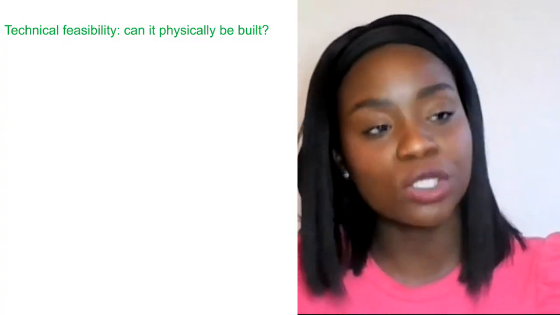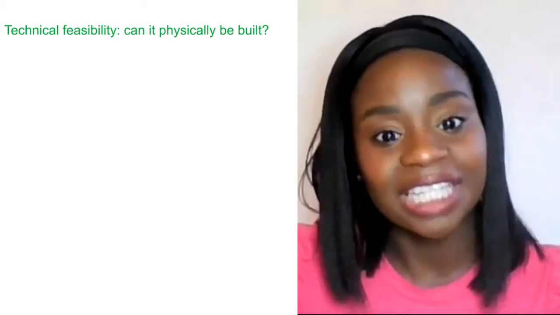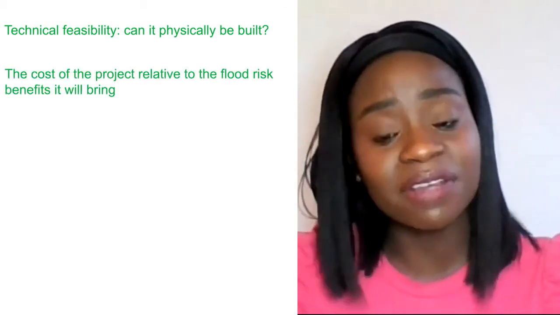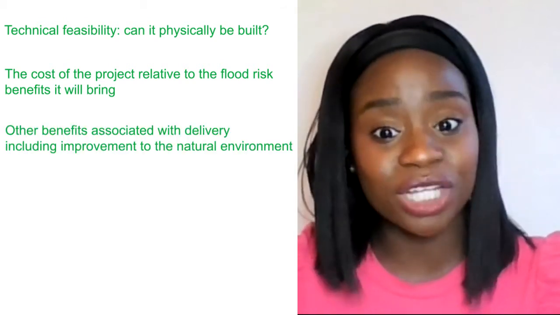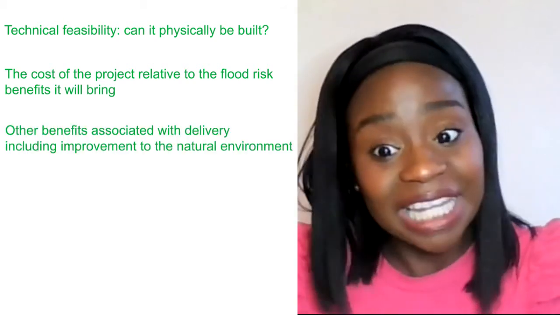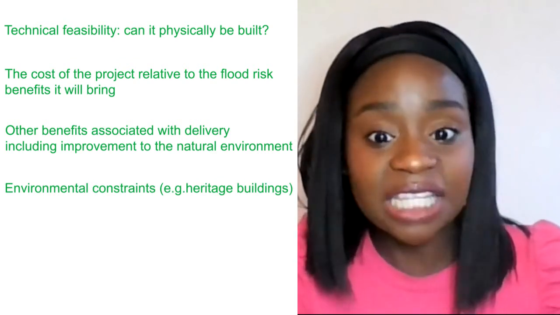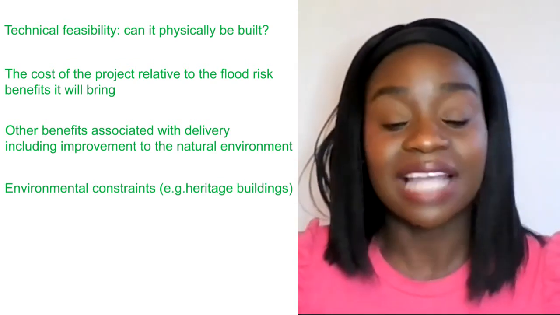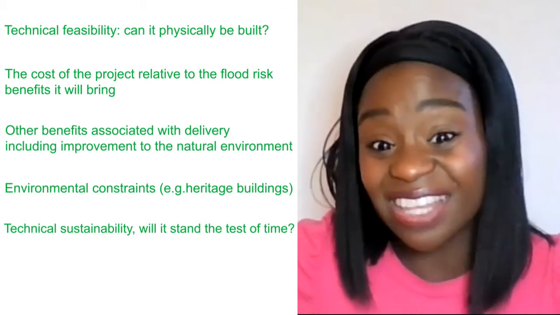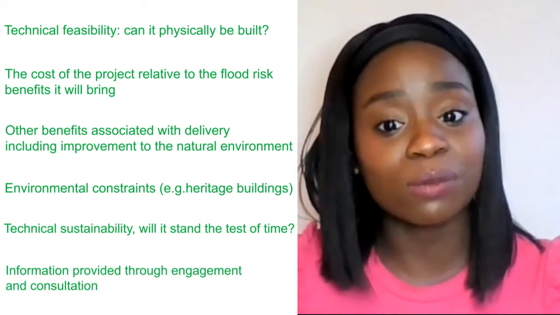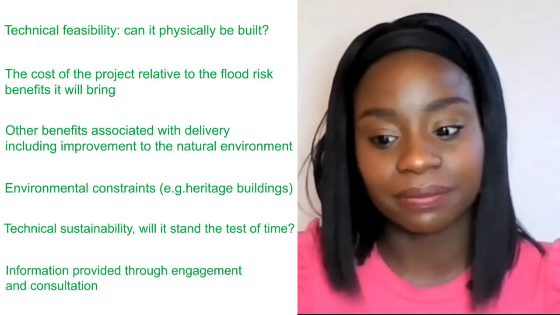As the project develops, we will need to decide which of the ways of managing flood risk are the most effective or appropriate for the Thames Valley. The decision on which approach to be taken forward will depend on a large number of factors, including the technical feasibility, which means can it be physically built? The cost of the project relative to the flood risk benefit it will bring? Are there benefits associated with delivery, including improvement to the natural environment? Environmental constraints, for example, heritage buildings, technical sustainability, will it stand the test of time? And information provided through engagement and consultation.